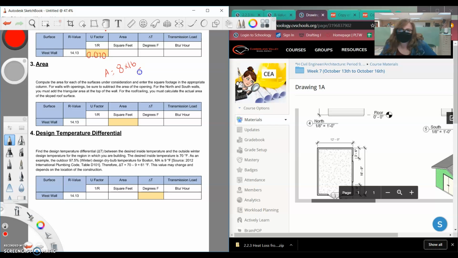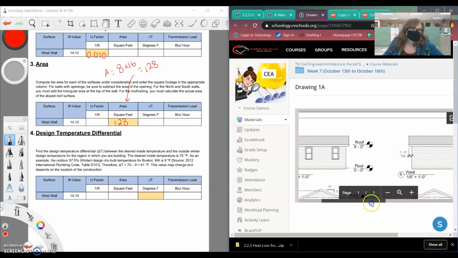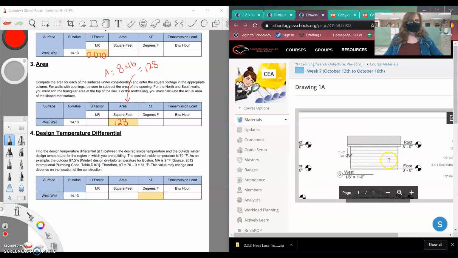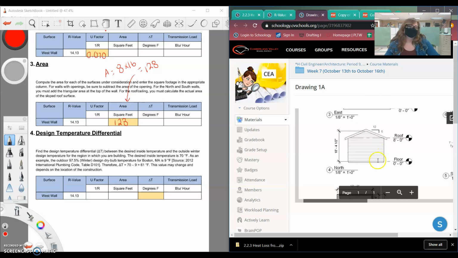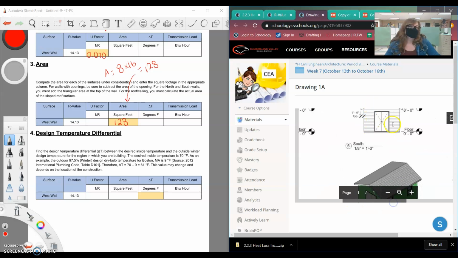Which gives me an answer of 128. Now, I have that answer. If we look at our west wall, it has 0 windows and 0 doors, so we don't have to take them into consideration. But if we look at our east wall, we have windows. So we have to find the area of the 2 windows total and subtract it from the square footage of that wall to get the precise area for the east wall. And then the same for the south wall, it has a door.